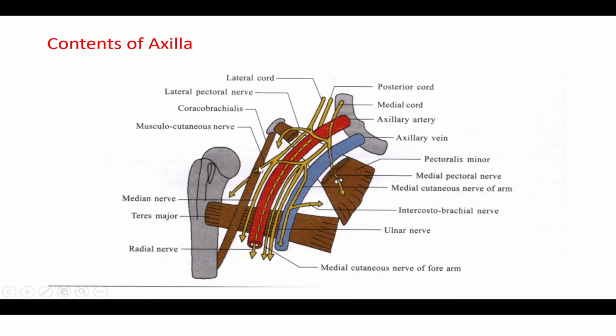And here you can see the musculocutaneous nerve. All these branches will be discussed later, but remember this diagram, especially these relationships. Between the axillary vein and the axillary artery, you can see the ulnar nerve and the medial cutaneous nerve of the forearm. Lateral to the third part of the axillary artery, you can observe the median nerve.